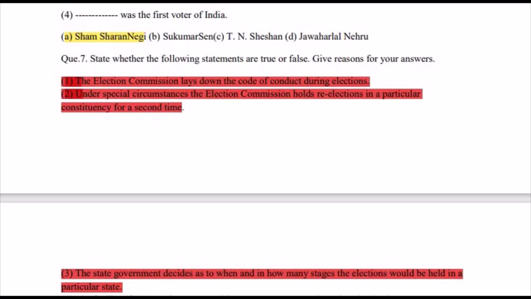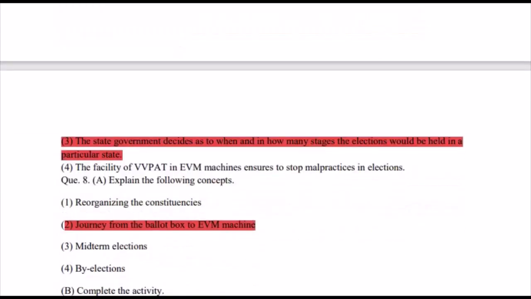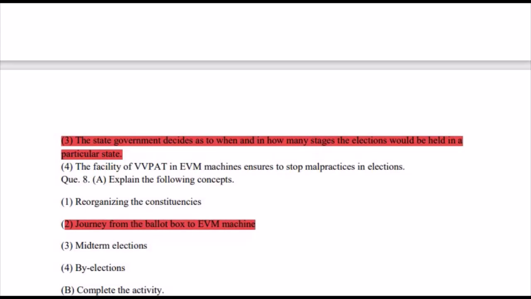Now, let us go to the third question. The third question states, the state government decides as to when and how many stages of election would be held in a particular state. Now here you need to think, can a state government conduct election? I say no. It is the Election Commission. So the above statement is false. First point will be, the entire process of conducting election is entrusted to and managed by the Election Commission, not the state government.